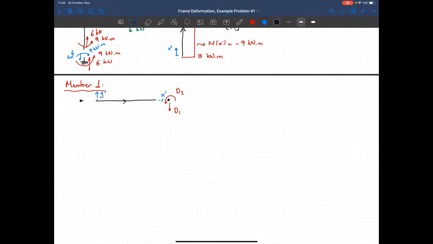Boundary conditions: at x prime equal to 0, y prime is equal to 0. What else? dy prime over dx prime is equal to 0. So these are the boundary conditions.